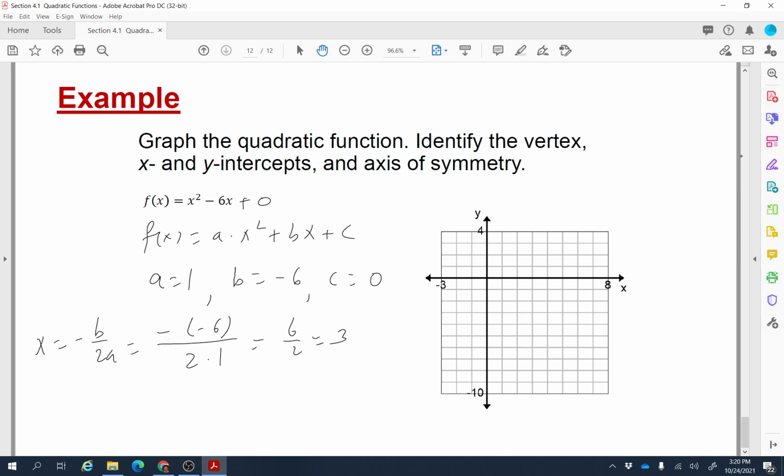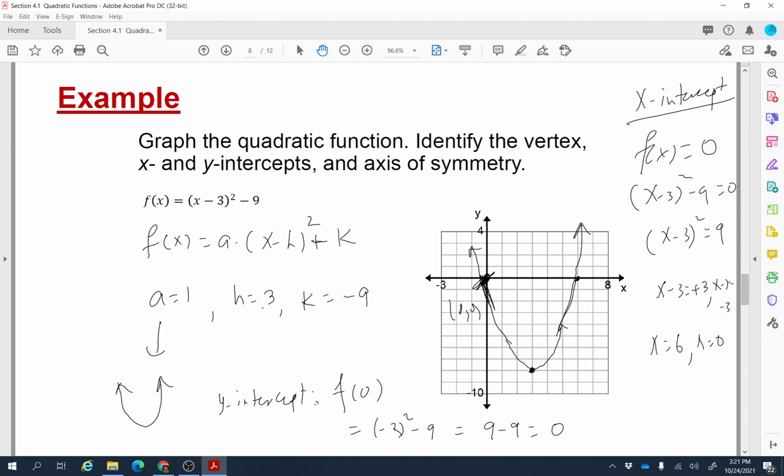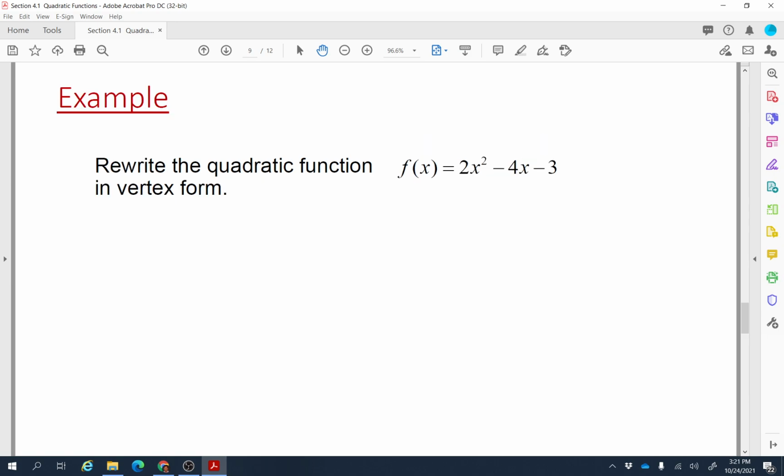And the y coordinate of the vertex is the value of the function at negative b over 2a, which is the value of the function at 3. So plug x equals 3 here, so that will be 9 minus 18, which is negative 9. So the vertex is 3 comma negative 9. I'm taking the same function actually, we already used it here. I was using the very same function but in a different form.